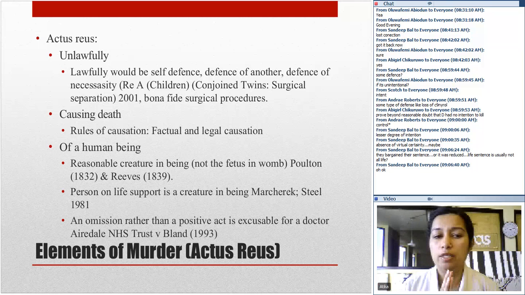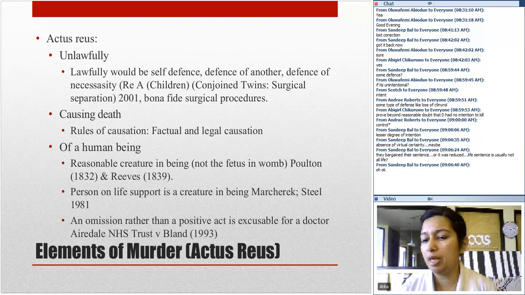Then the other one is causing death. Like I said, we already touched upon it. The rules of causation apply, factual and legal. Of a human being, a reasonable creature in being, not the fetus in the womb, like I mentioned before. The case of Poulton in 1832 and Reeves, 1839.